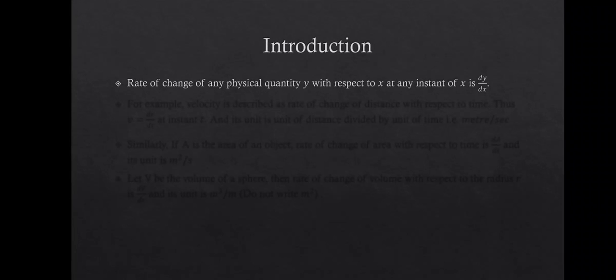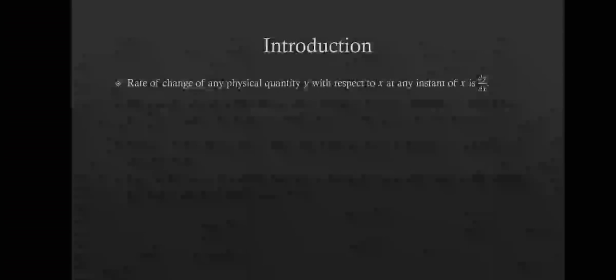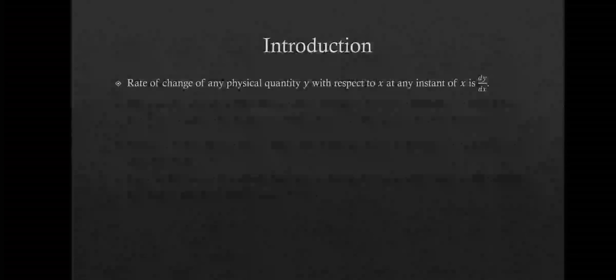So let us start off with the idea. Now this is a little bit more physics based, which you have already done previously in physics, so it won't be a big problem. We already know that the rate of change of any physical quantity with respect to another quantity is represented by a derivative. So if I want the rate of change of y with respect to x, then I denote it by dy by dx at any given instant.